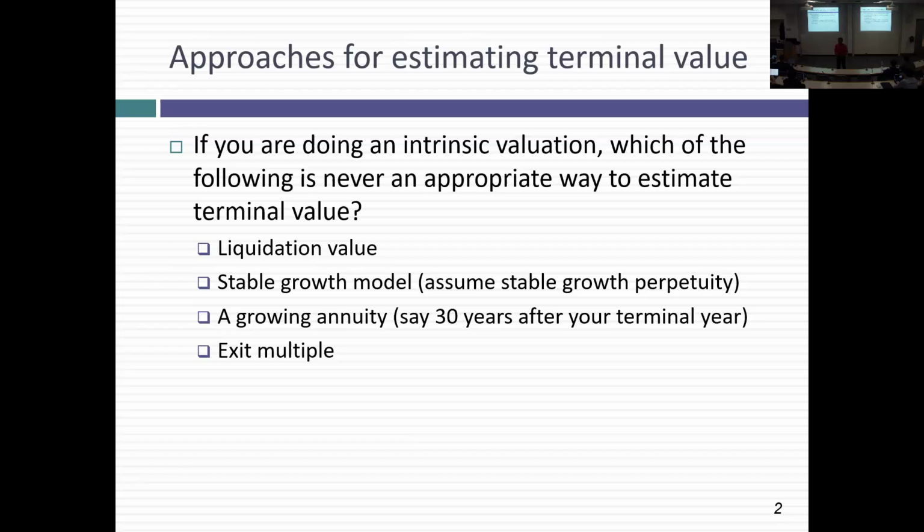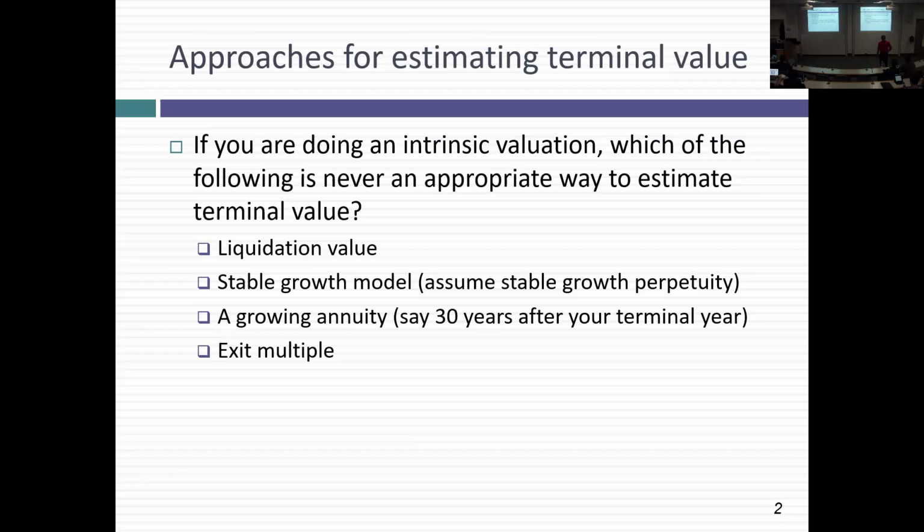So you've estimated cash flows for the next 5 years, the next 10 years, you get to your 5 or 10, you put in a terminal value. I'm going to list out 4 different ways you can get the terminal value. And I'm going to argue that one of these should never, ever, ever be used. I think I've made myself emphatic enough. And I want you to tell me which of these 4 should never be used in an intrinsic valuation.